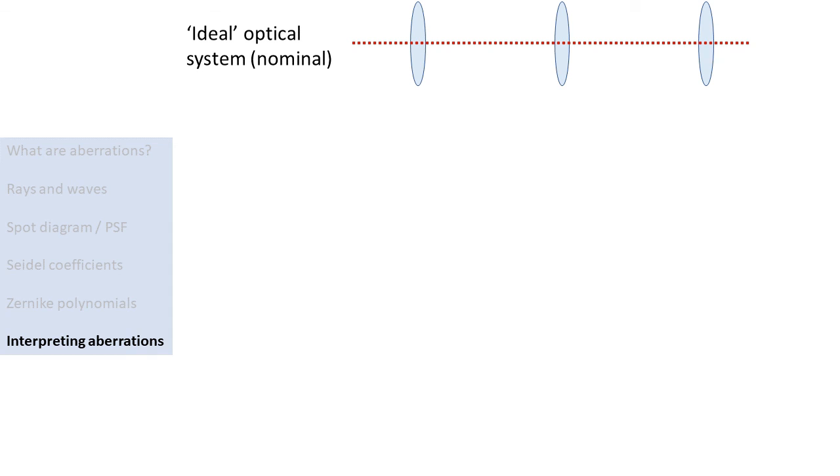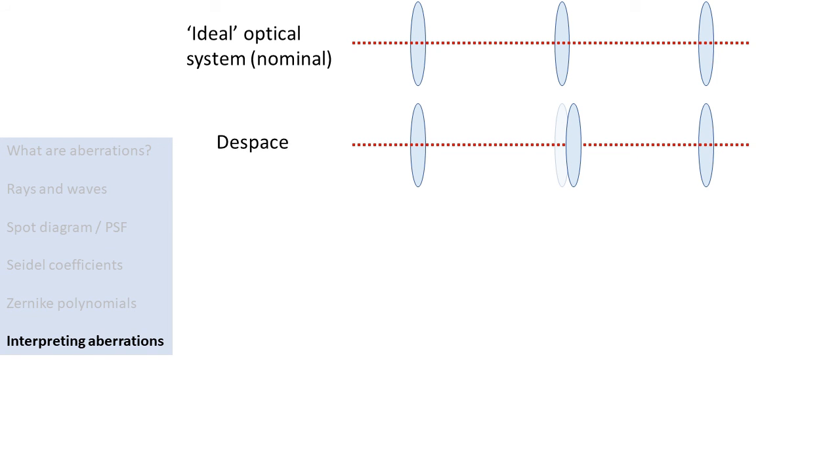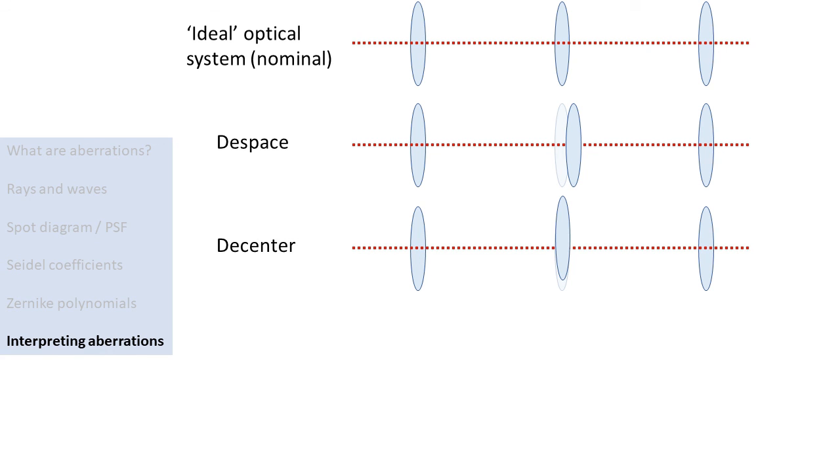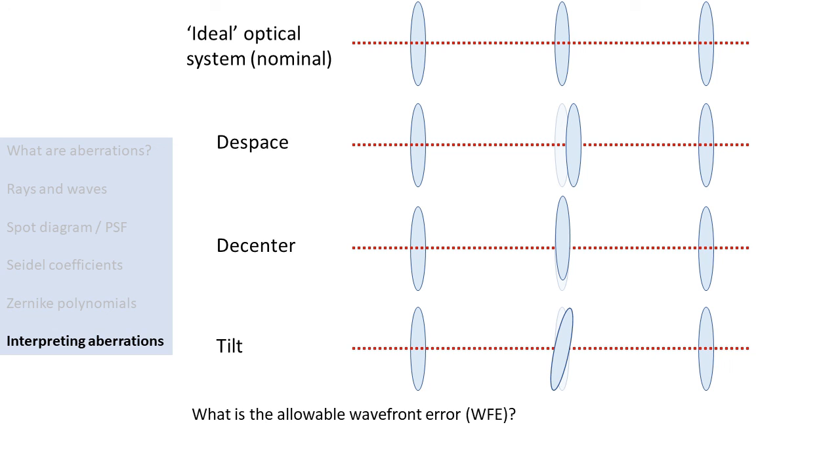If a lens element is displaced along the optical axis, it's called despace. If it's displaced perpendicular to the optical axis, it's called decenter. And finally, a lens element can be tilted. The more accurately we want to align the system, the more expensive it becomes. Therefore, to produce optical systems in a cost-effective manner, it is important to specify what error it is allowed to have. One way to quantify the error is by using the magnitude of the wavefront error.